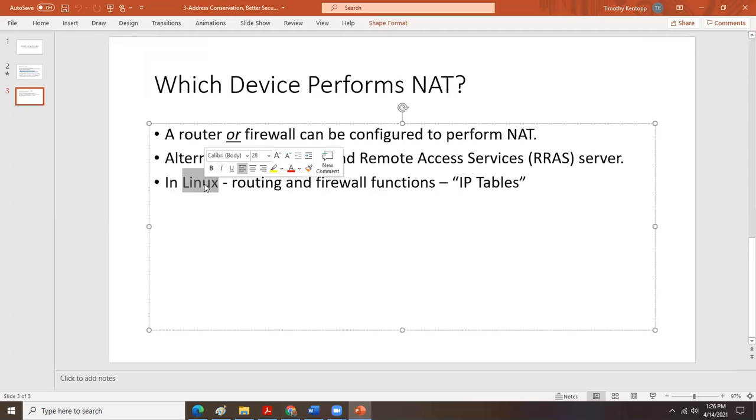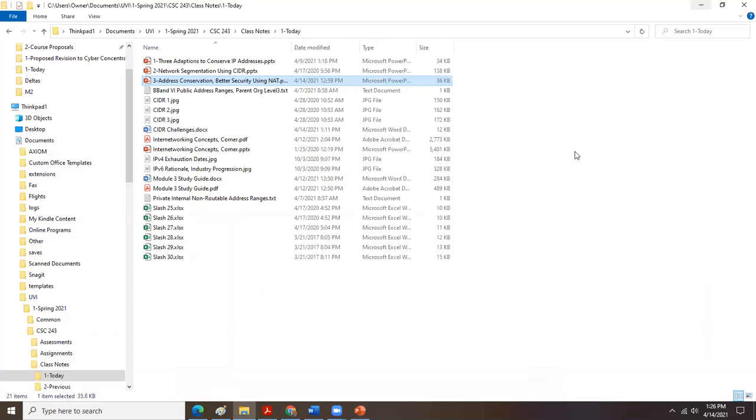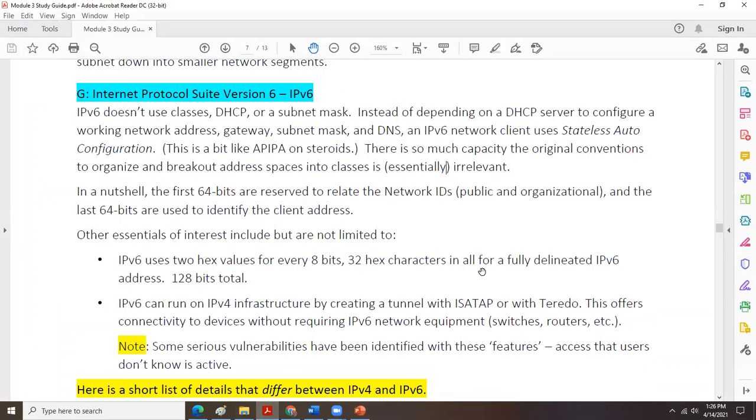So I didn't mention Linux. I told you about Microsoft, but I want you to know about the Linux picture. If you see a reference to IP tables, it's talking about routing and firewall functions, and usually in the context of NAT. Are there any questions before we move forward? No questions so far. Okay.